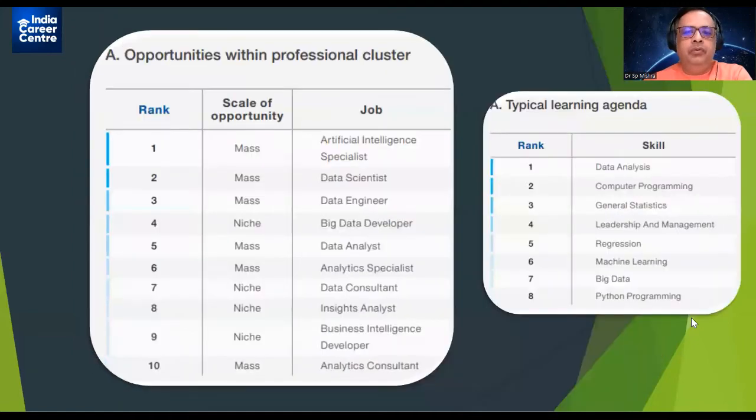I'm just moving forward. And this is basically another table which is actually trying to give what are the upcoming job clusters, artificial intelligence. I think the future is all about data. I think the amount of data we are generating and we are able to handle is enormous. And typically the learning agenda are data analysis, computer programming, general statistics, leadership and management, regression, machine learning, big data, Python programming, and so on and so forth.